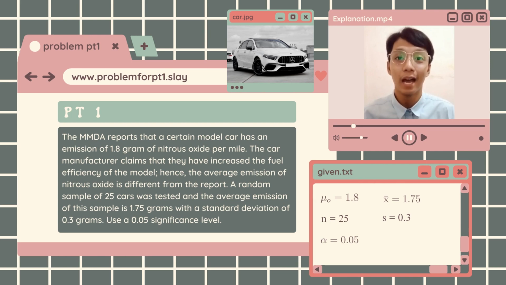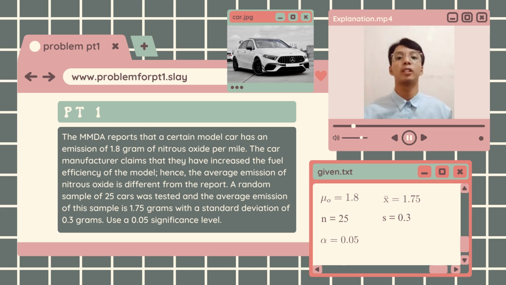This is the presentation of group number 5 for their performance task number 1, and the problem is as follows. The MMDA reports that a certain model car has an emission of 1.8 grams of nitrous oxide per mile. The car manufacturer claims that they have increased the fuel efficiency of the model. Hence, the average emission of the nitrous oxide is different from the report. A random sample of 25 cars was tested, and the average emission of these samples is 1.75 grams with a standard deviation of 0.3 grams. Use a 0.05 significance level.